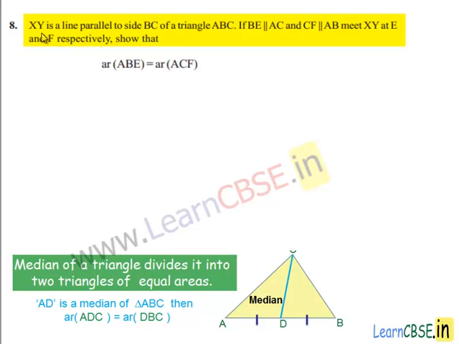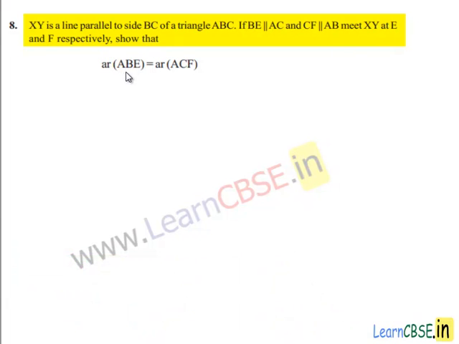Coming to the 8th question. XY is a line parallel to side BC of triangle ABC. If BE is parallel to AC and CF is parallel to AB, meet XY at E and F respectively. Show that area of triangle ABE is equal to area of triangle ACF. Now moving on to the solution.